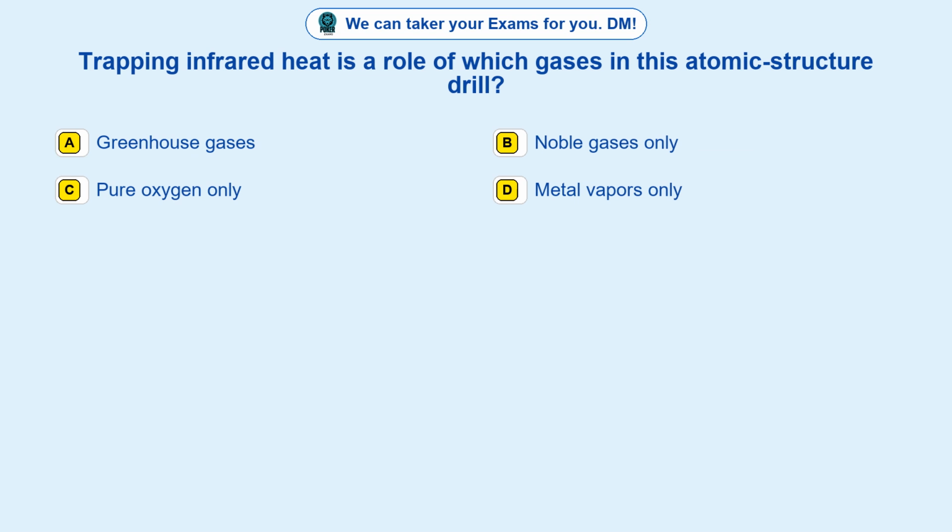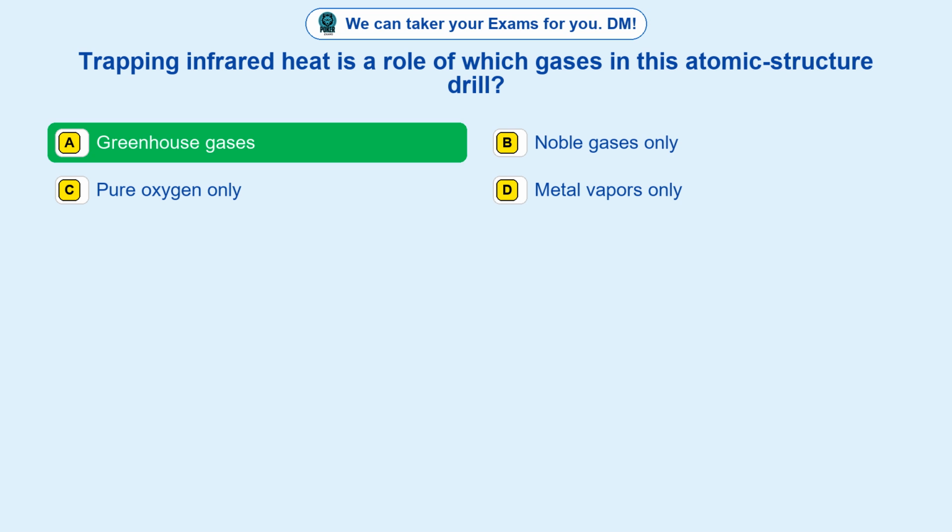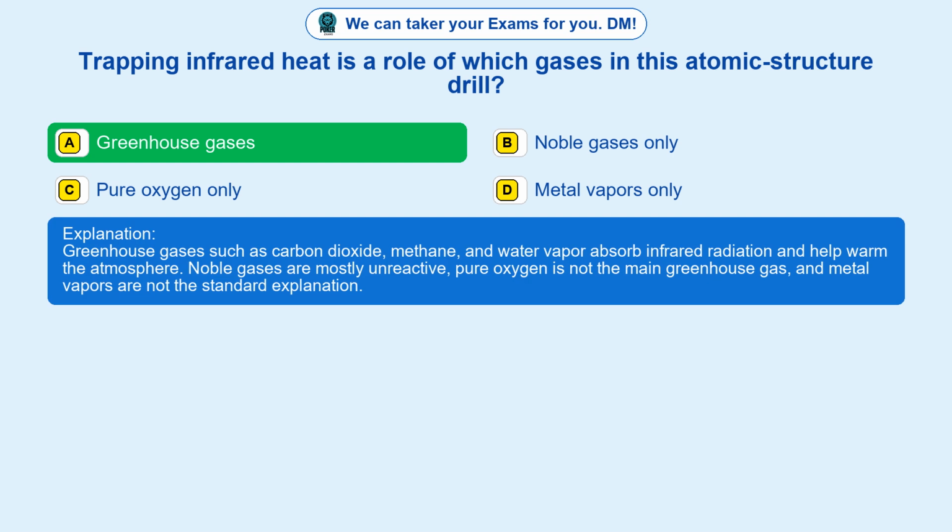Question 88. Trapping infrared heat is a role of which gases in this atomic structure drill? Option A, greenhouse gases. Option B, noble gases only. Option C, pure oxygen only. Option D, metal vapors only. The correct answer is option A. Greenhouse gases. Greenhouse gases such as carbon dioxide, methane, and water vapor absorb infrared radiation and help warm the atmosphere. Noble gases are mostly unreactive, pure oxygen is not the main greenhouse gas, and metal vapors are not the standard explanation.